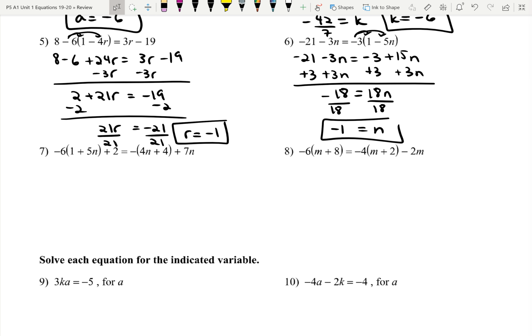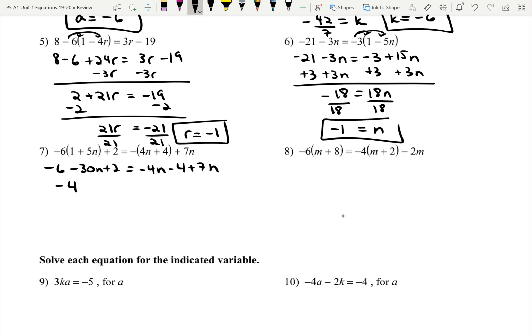In the next problem, we have distributions both on the left and on the right. When we distribute the negative 6, we have negative 6 minus 30n plus 2. And on the right, we have only to distribute a negative: negative 4n minus 4 plus 7n. Be careful not to distribute to anything that's not in the parentheses. Let's clean up each side.